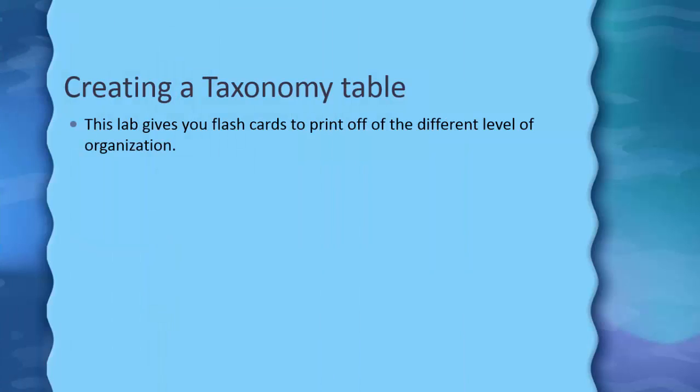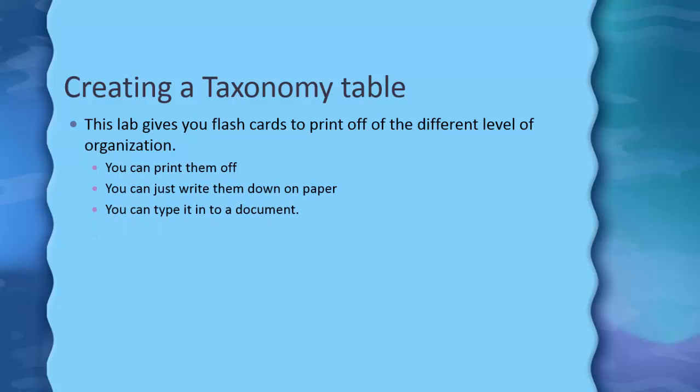So how do we make our table? When you open up Lesson 7 in Unit 1, you're going to see there's a worksheet for you to print off. So in that worksheet, you're going to have cards that you can print off or just have the file open, and we're going to use those to help us create our table. You can either print them off and cut them out and use them, or you can just write them on a piece of paper, or you can type it up on a document, whatever works best for you.